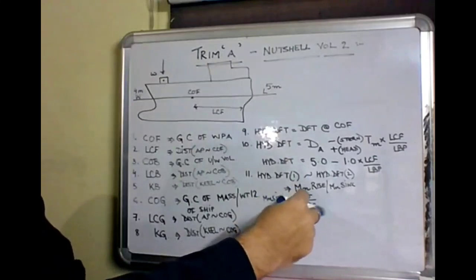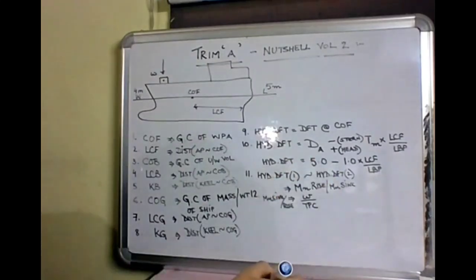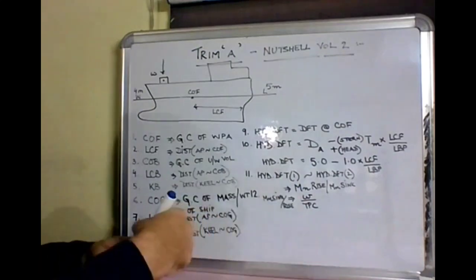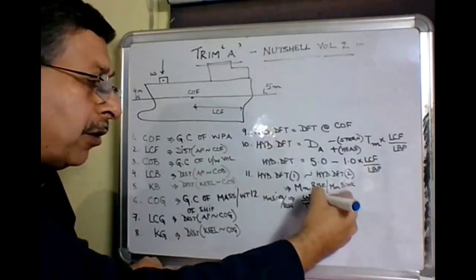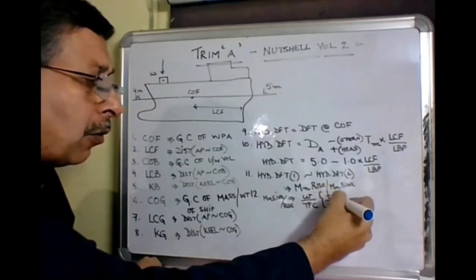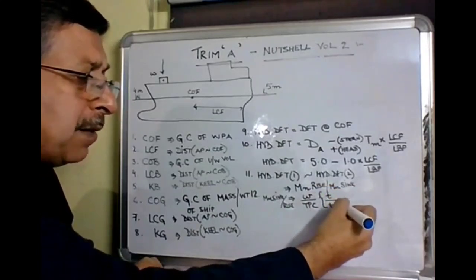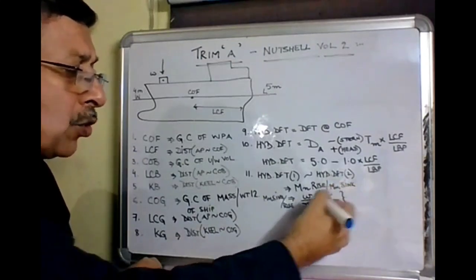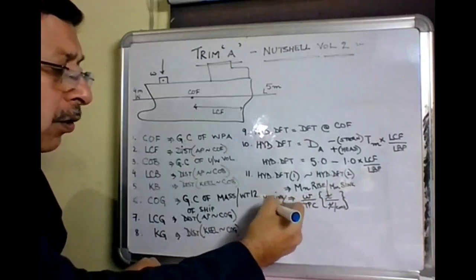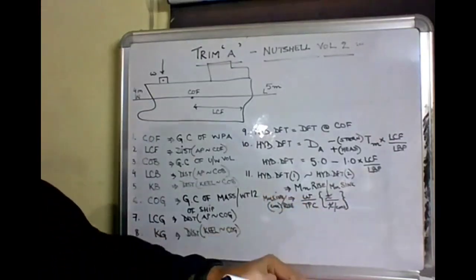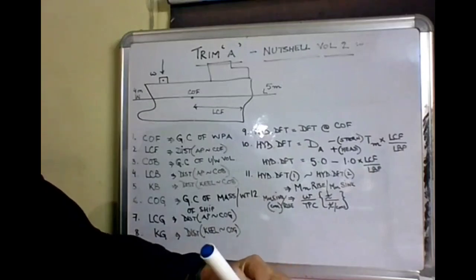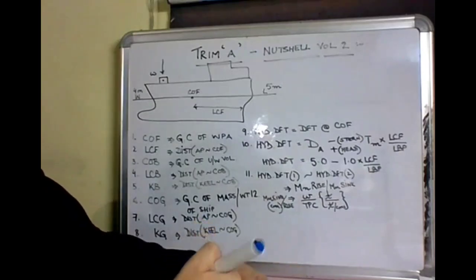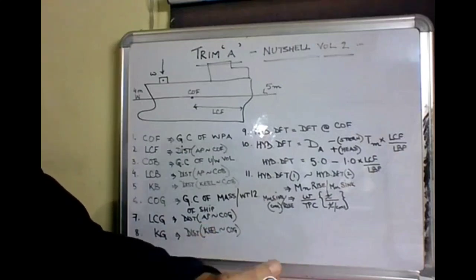TPC is the tons per centimeter immersion. So let's check the units. W is in tons. TPC is tons per centimeter immersion. Centimeter goes on top, so the unit on the left hand side will be in centimeters. Is formula number 12 okay with everyone? Yes, sir. All right.